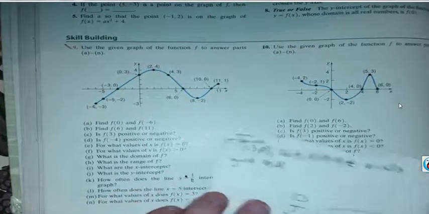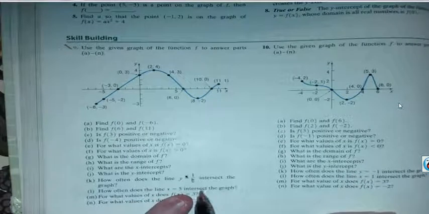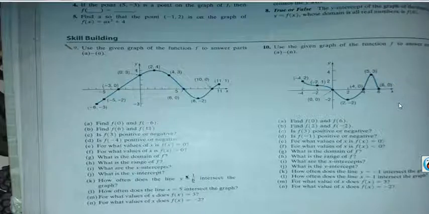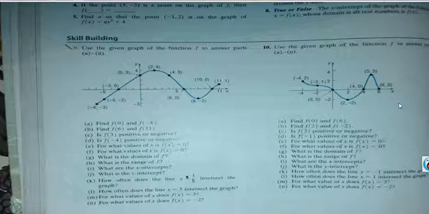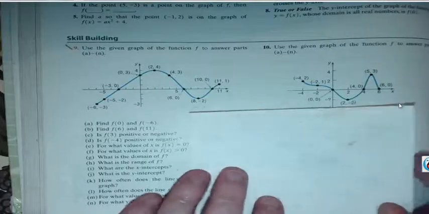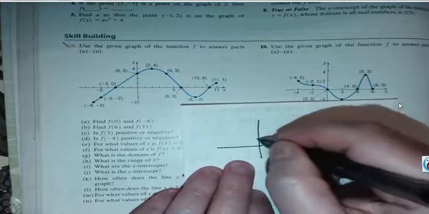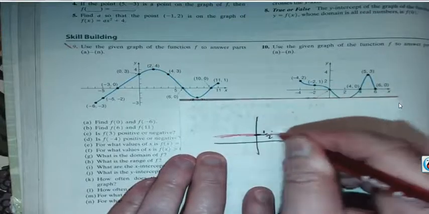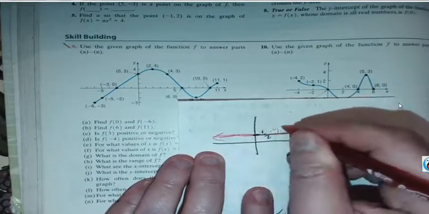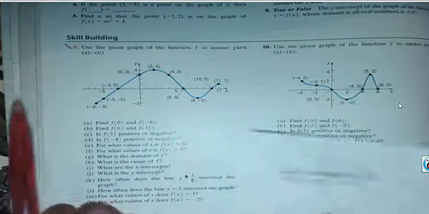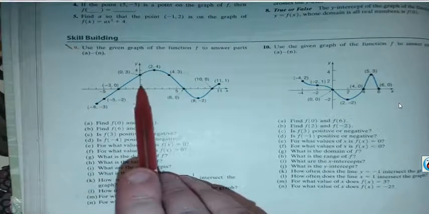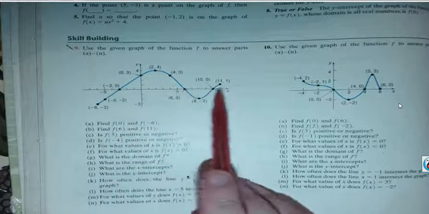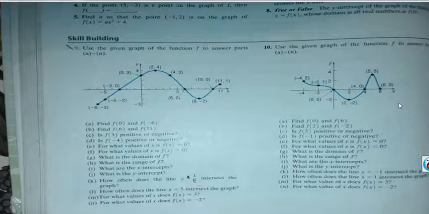I have one y-intercept. How often does the line y equals 1/2 intersect the graph? If your answer is 1, then you don't know what the line y equals 1/2 looks like. The line y equals 1/2 is the horizontal line going through 1/2 on the y-axis. So how many times does this intersect the graph? Well, where is 1/2 on this graph? It would look like that, and it intersects it 3 times. So the answer would be 3.